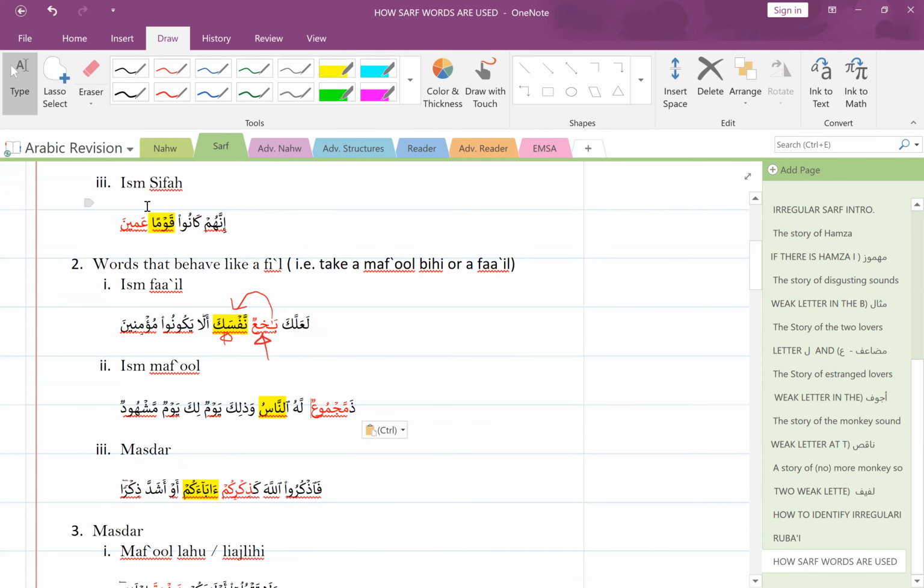So yeah, that's basically words that behave like fi'als. So اسم فاعل, اسم مفعول, and masdar. They behave like a fi'al. They either take a مفعول به or they take a fa'il.